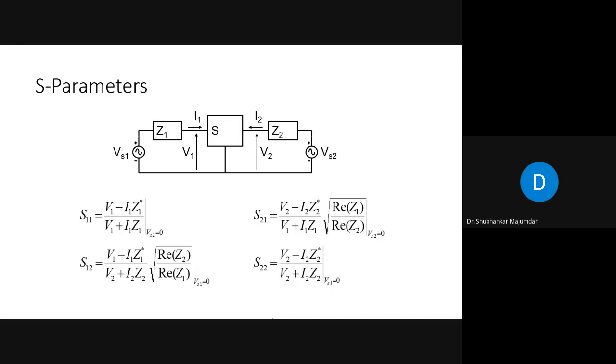Now if we are comparing the S parameters with the voltages, then we can simply write that S11 is equal to V1 minus I1 Z1. This is the basic formula by which we are calculating the S parameter. This is the relationship between the S parameter and the voltage and current waveform.